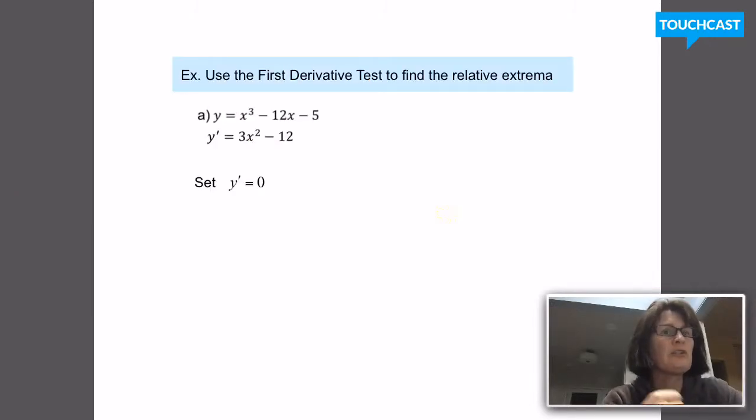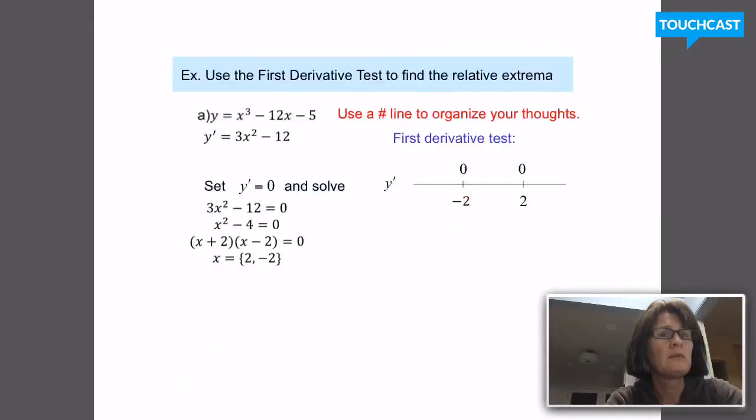So here's an example. If I want to use the first derivative test to find the relative extrema of y equals x cubed minus 12x minus 5, well, f, or in this case y, has relative extreme values where f prime changes sign. So I'm going to find y prime, set it equal to 0. And I'm essentially going to make a number line graph and find out for which values of x is y prime positive, negative, or 0. So I've set y prime equal to 0. I solve and I get two solutions, which are positive 2 and negative 2. So I mark them on the number line here.